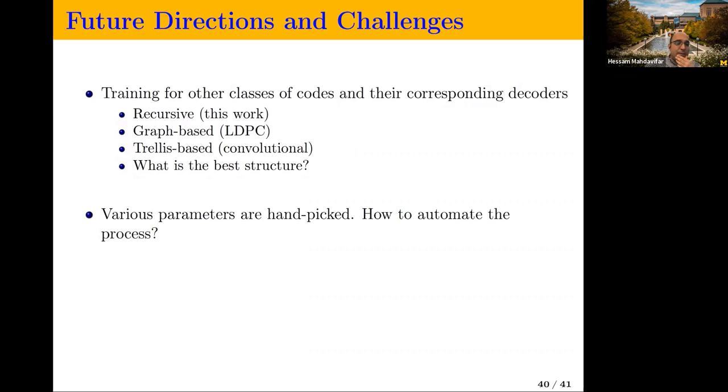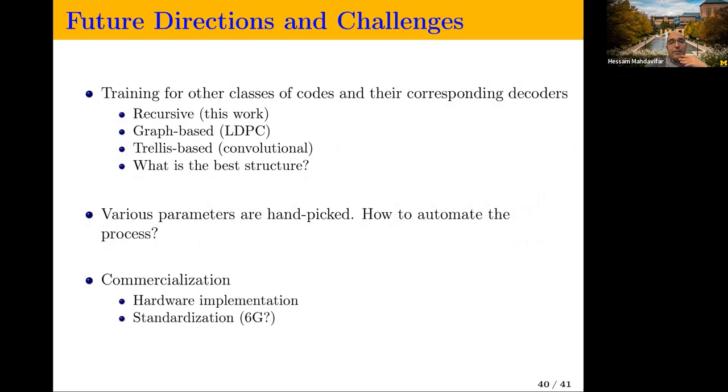There are also various parameters that we have been handpicking. For example, I didn't really talk about the SNR that we picked for training. This is one important parameter that we have to tune. We don't want to train for different SNRs separately, right? We want to train at one SNR and have the code perform across all the SNRs. This is one of the handpicked parameters, and there are other ones. Somehow we need to automate this process. So far it has been only handpicked. And in terms of commercialization, we have to actually look at the hardware implementation of this.